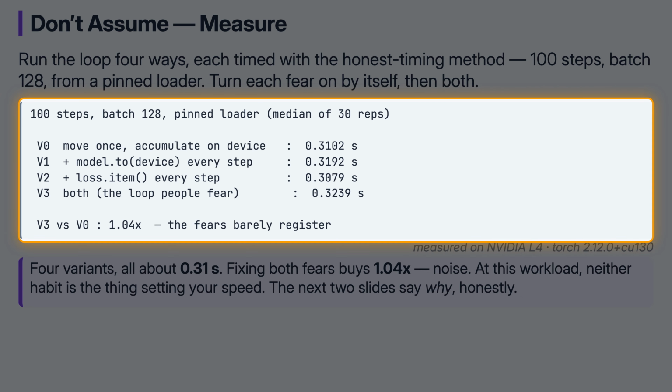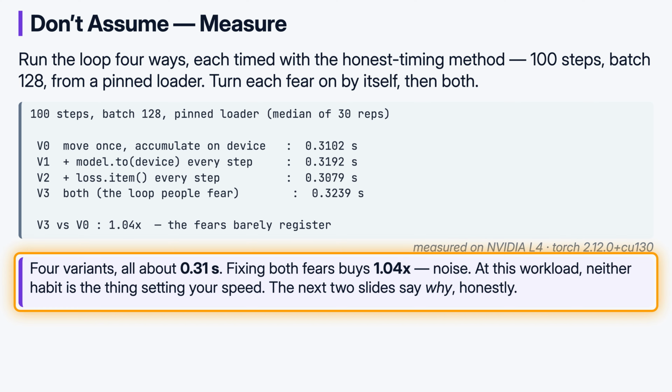0.3239. All four sit near 0.31 seconds. Fixing both fears buys 1.04 times, which is noise. At this workload, neither habit sets your speed. The next two slides say why honestly.